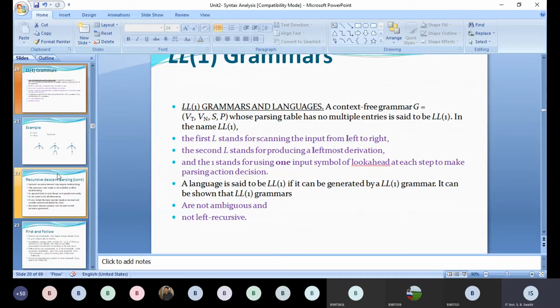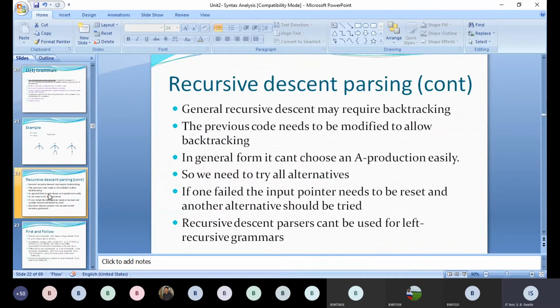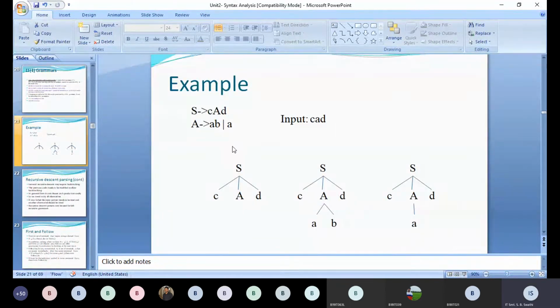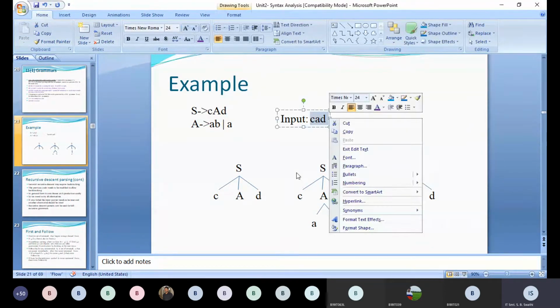In top-down parsing, we have two techniques. One is recursive descent parsing, and another one is predictive parsing. Okay, two parsings. Now, what is this recursive descent parsing? We shall understand by seeing this example. A production is given to us. We need to generate a string CAD. CAD is the input string which we have to generate.